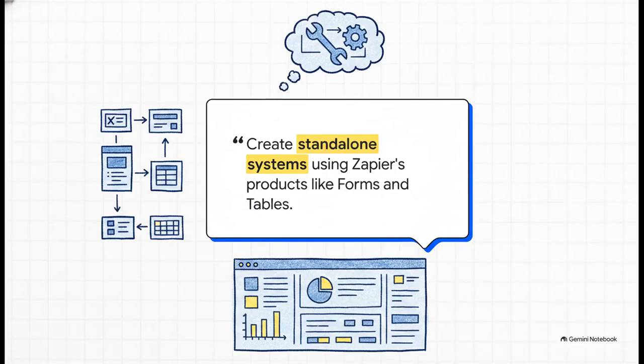Don't just take my word for it, recruits. Listen to Connor Sheffield, head of business automation at Zonos. He states, "Now we can not only build things in other systems, but also create standalone systems using Zapier's products like Forms and Tables. This is exactly what top-tier automation experts are doing right now."